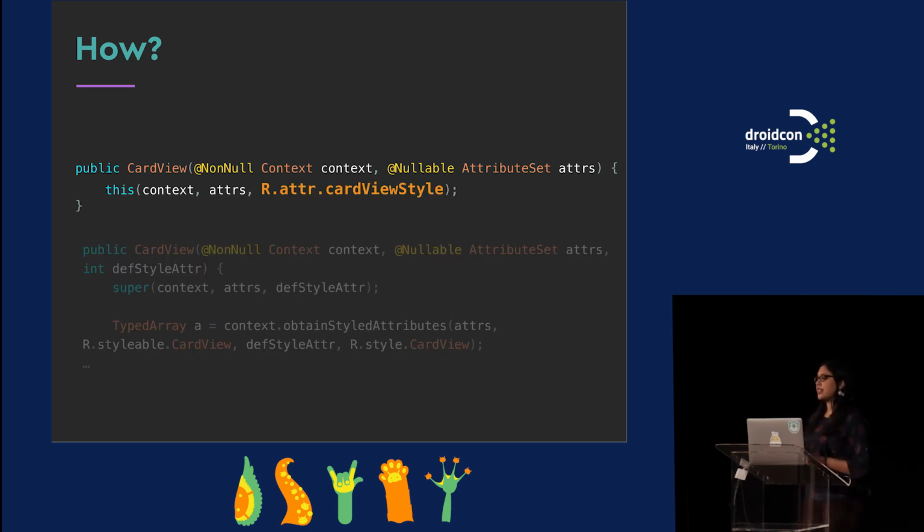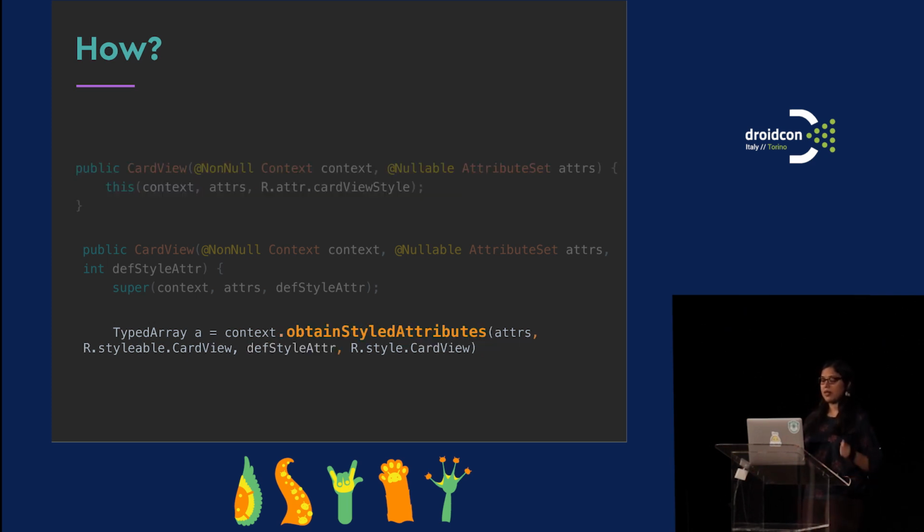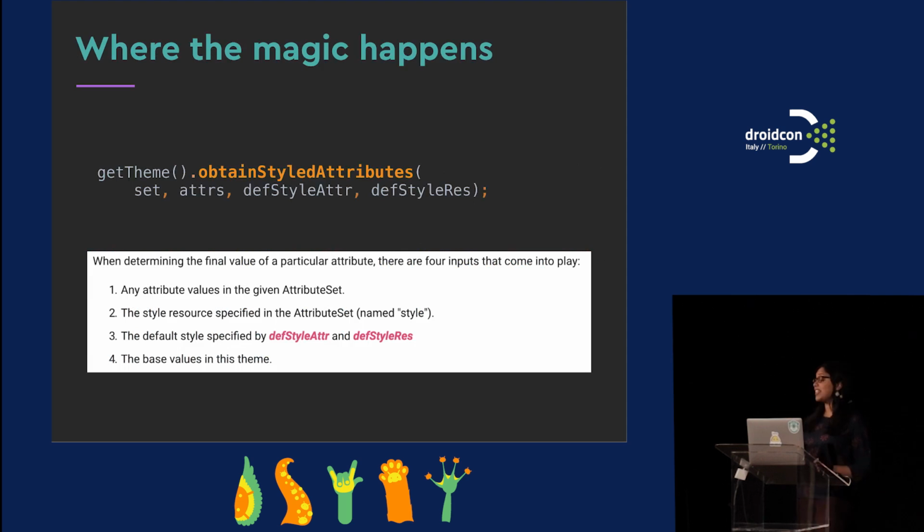And if you notice, in the first constructor, the last parameter is the default style attribute that we just set. So R.attr.cardViewStyle is passed into the main constructor, into a method called context.obtainStyledAttributes. And this context.obtainStyledAttributes calls getTheme.obtainStyledAttributes. And this is essentially where all the magic happens.